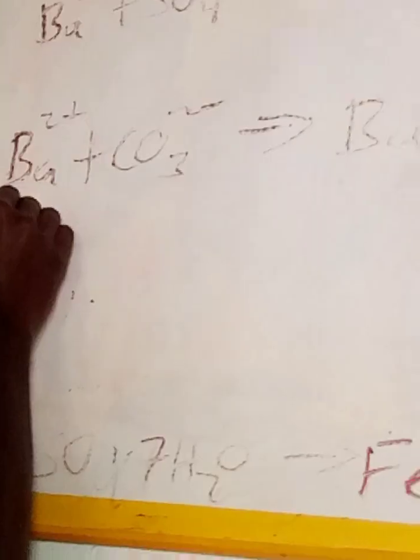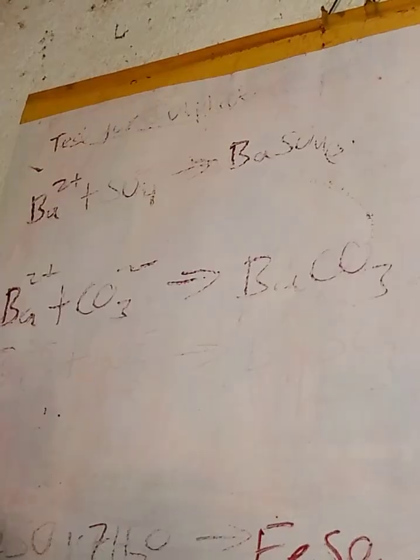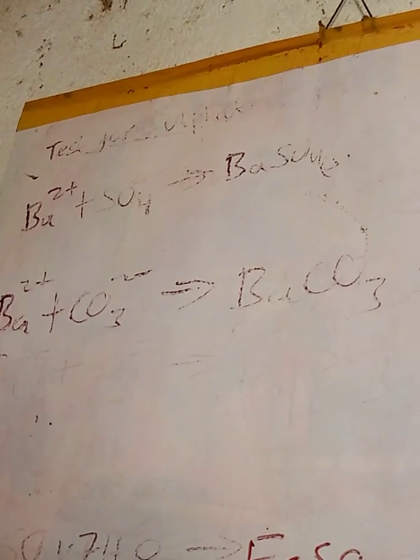We'll get to know more about this when you are handling the practical part. Barium ion plus sulfite ion gives barium sulfite, which is a white precipitate.